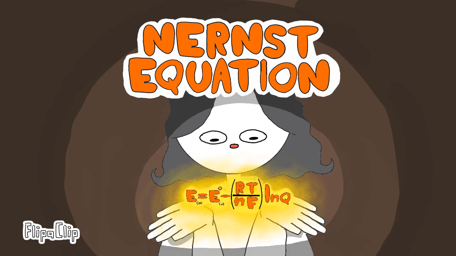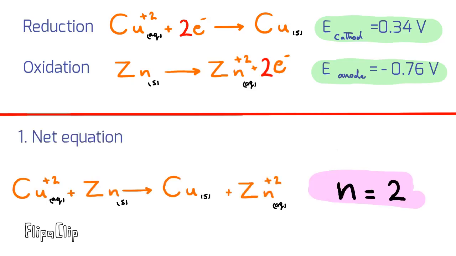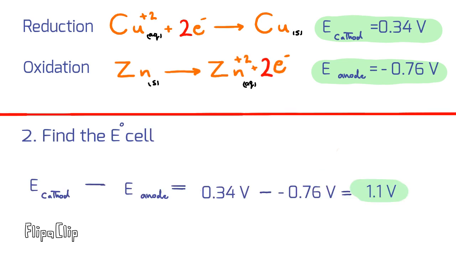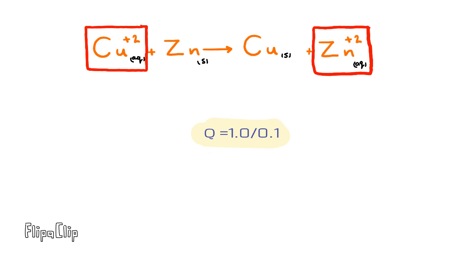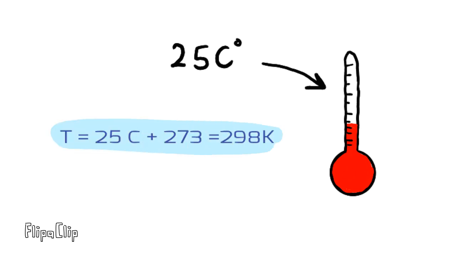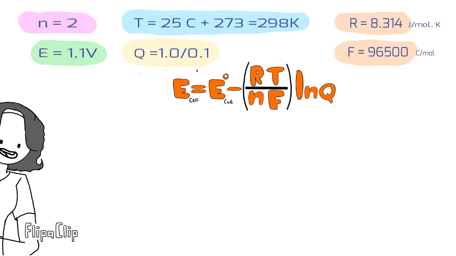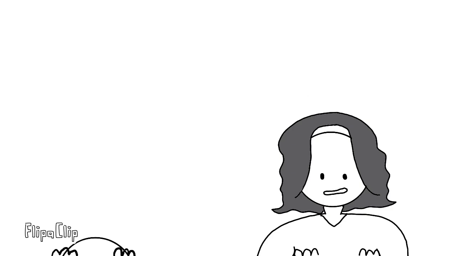We will use the Nernst equation to solve the problem. First, we should write the net reaction to find N. Then we will subtract the standard E for the cathode and the anode to find the E cell net. Since we have the concentrations for zinc and copper, it means we can calculate the Q. And we have the temperature, we will convert it from Celsius to Kelvin by adding 273. After we have all the values, we will use them in the equation and calculate it like this. And the answer will be, the unit is volt. That's how we calculate the potential cell.